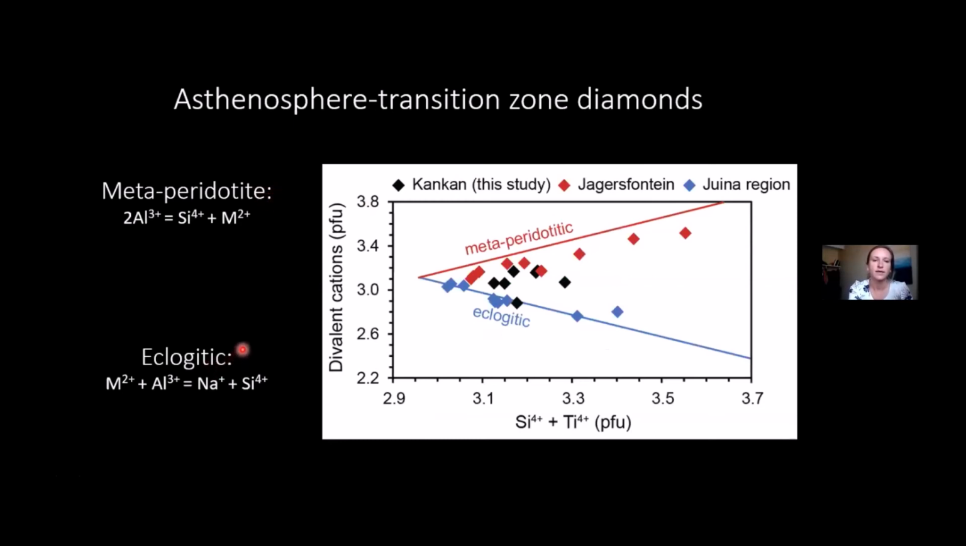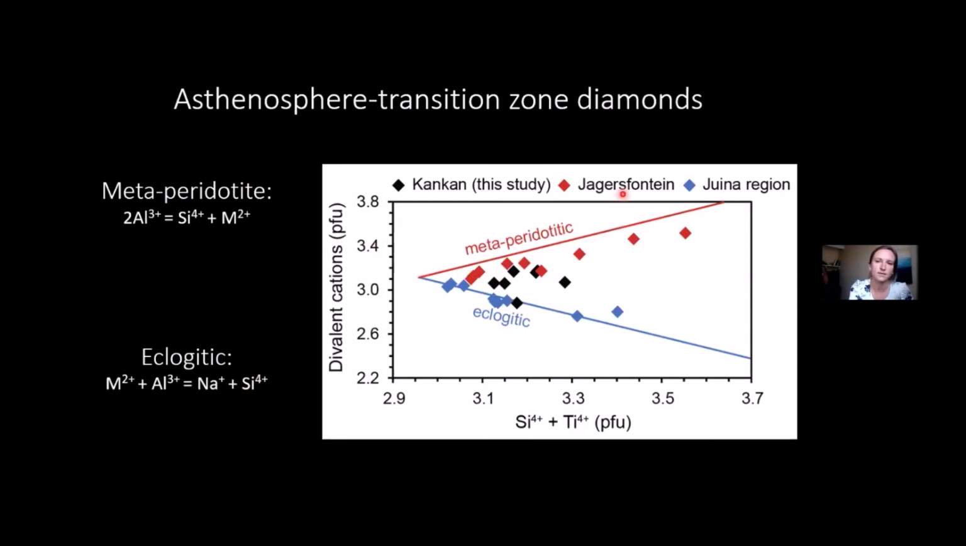majoritic garnets can be described by two different substitution schemes. As I said before, majoritic garnet is an excess in silicon, so you need to charge balance this excess using other cations. And what you find in eclogitic lithologies is that the silicon excess is charge balanced by the presence of sodium. And this is not the case in peridotitic lithologies.